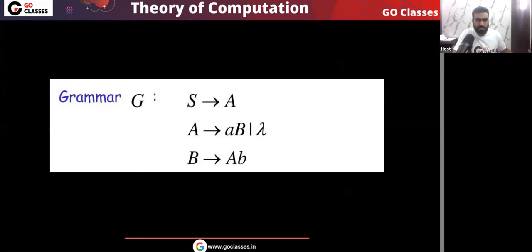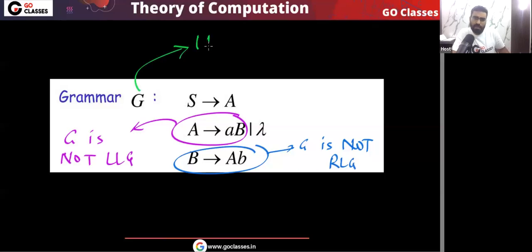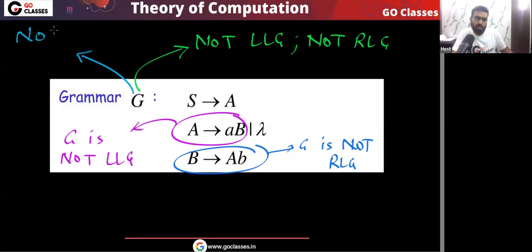So what about this grammar? Tell me. Here you can easily see that because of this rule, G is not left linear grammar. Yes or no? And because of this rule, I can say G is not right linear grammar. So finally, this is not left linear grammar, and this is not right linear grammar. So what I can say, this is not a regular grammar. Is this clear? This grammar is not a regular grammar.